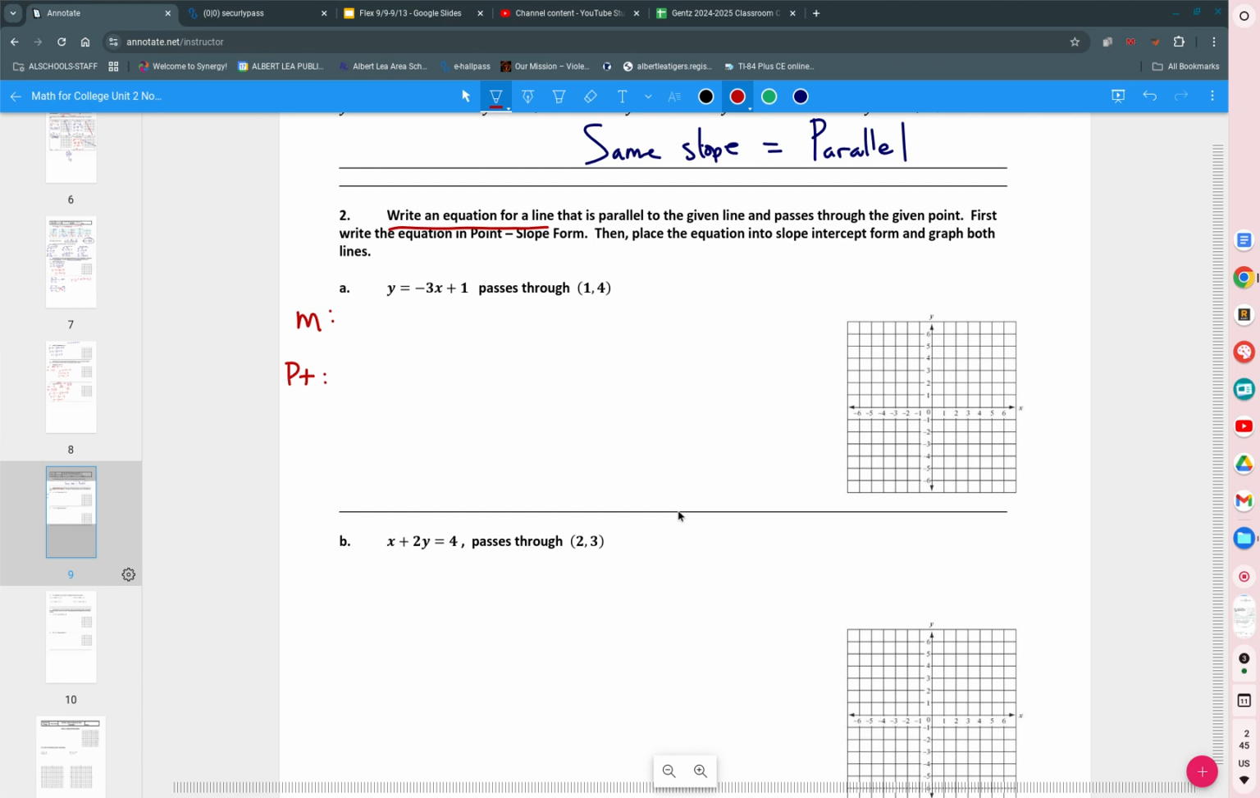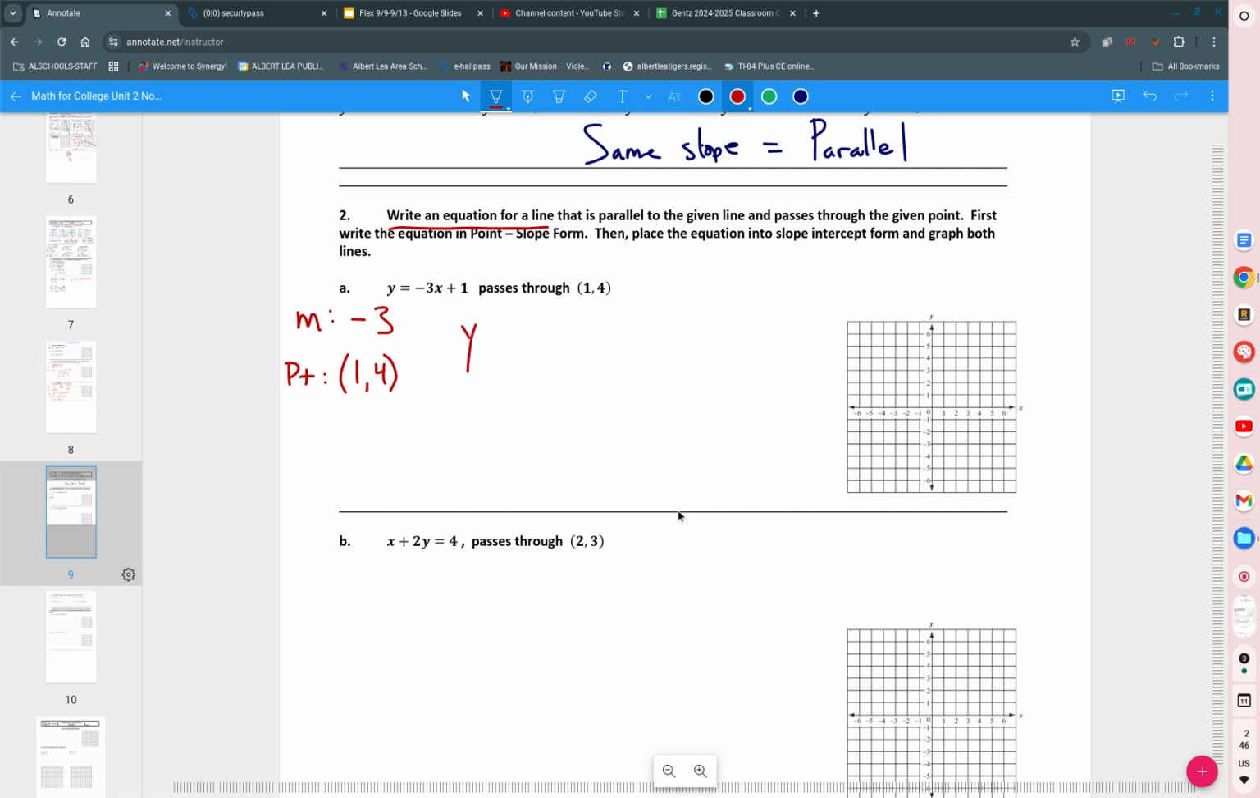So I know that this passes through the coordinate 1, 4. If it's parallel to that line, what's the slope going to be? What's the slope of this line? Just -3. So the slope of the new line is also -3. So the only thing that's changing is how we identify the slope. And for parallel lines, it's no big deal.